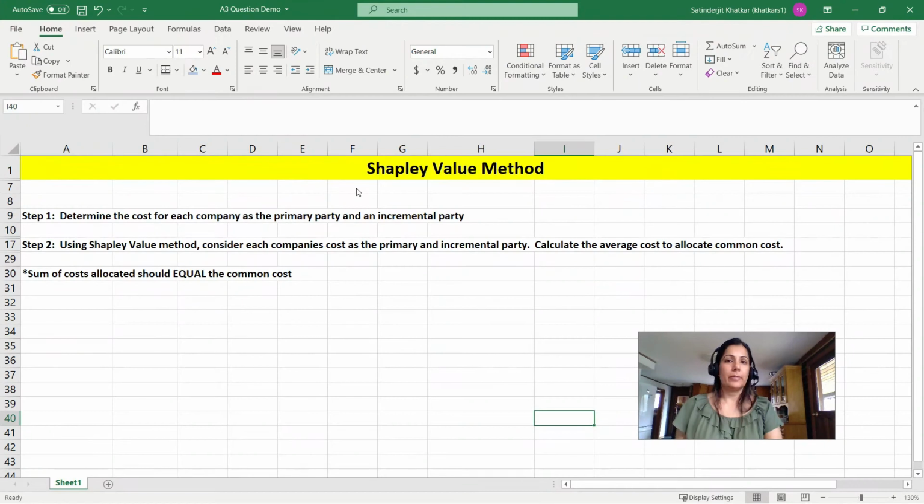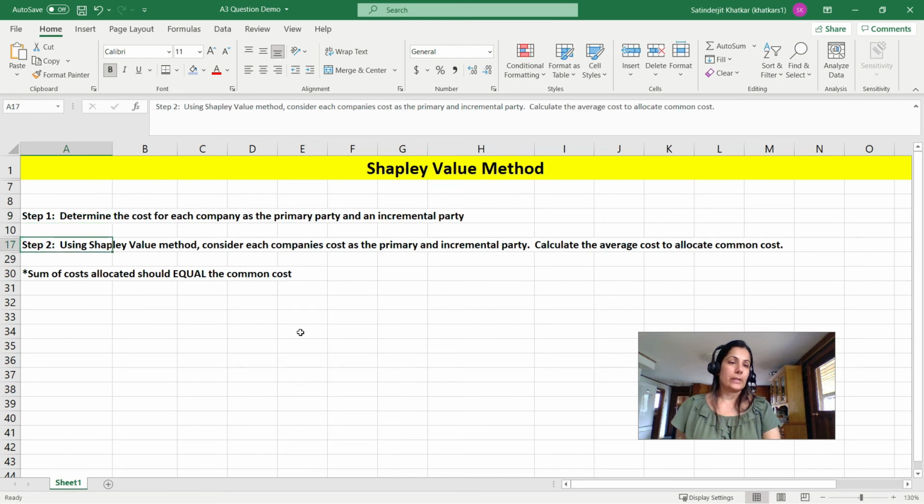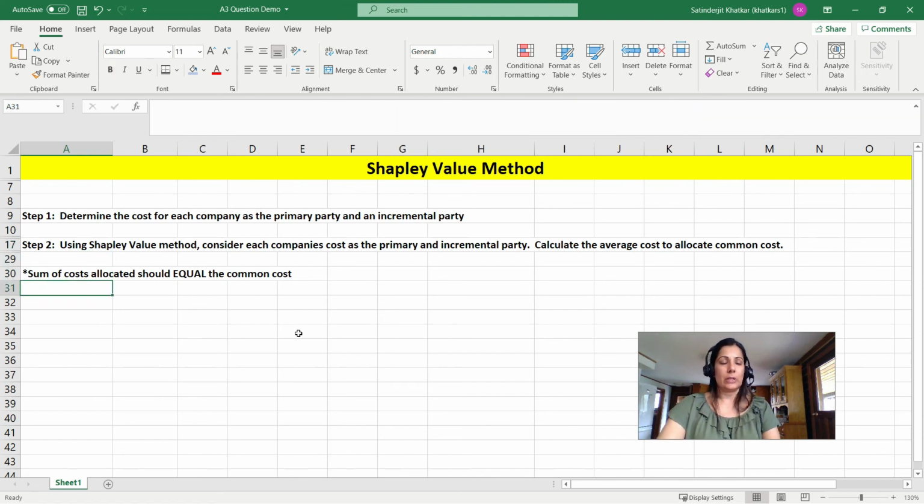So under the Shapley value method, in step 1, determine the cost for each company as if they were the primary party and then the incremental party. Take the primary and incremental cost calculated from step 1 and determine the average. That average will be the cost to be allocated to the company. And then just remember that the sum of costs allocated between the parties should always equal the common cost that you're given.